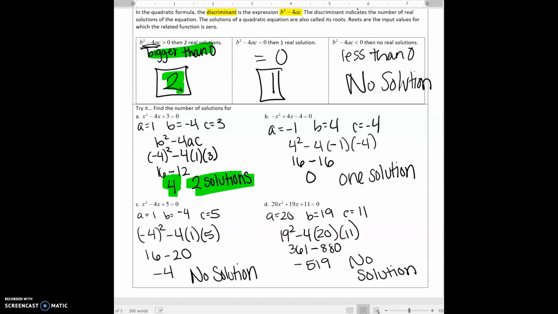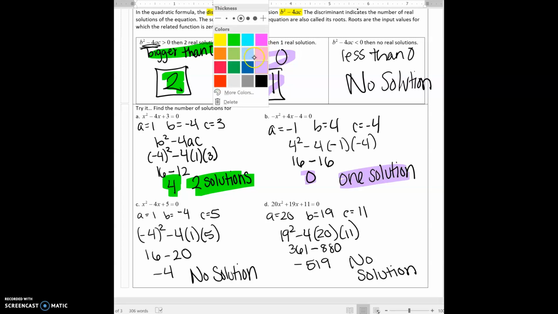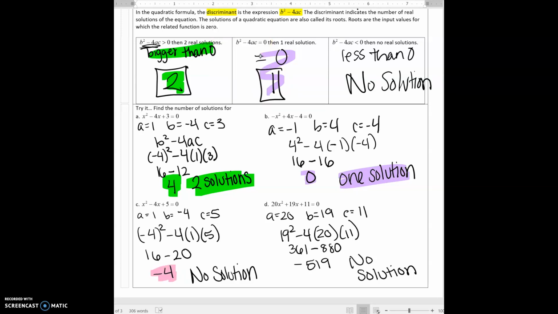Okay, so when I did it, I got 0 here, so that means it has one solution. When I did the other ones, I got a negative number on both, so those are no solution.